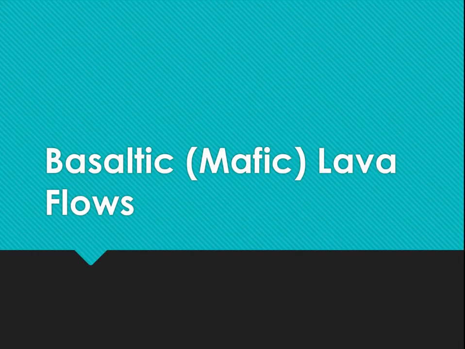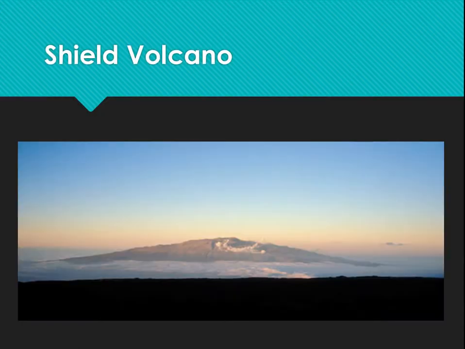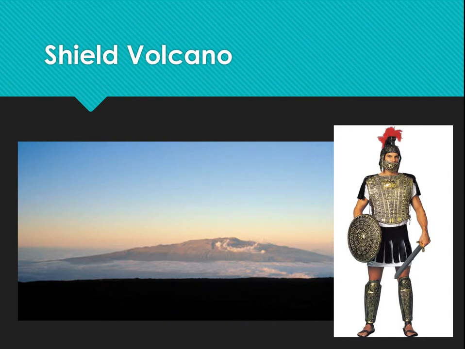So let's look at some examples of volcanoes made from each one of these materials. We're going to start with the basalt. We'll start with the gentle stuff and work our way up. So these are going to be basalt lava flows and volcanoes made from that. Our main one is the shield volcano. Now where this gets its name is if you imagine this Roman soldier here.